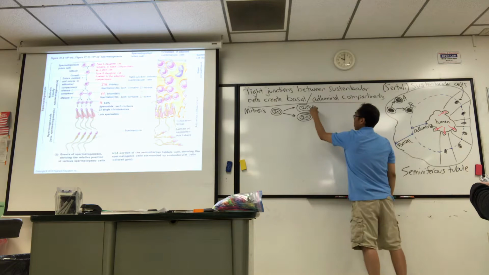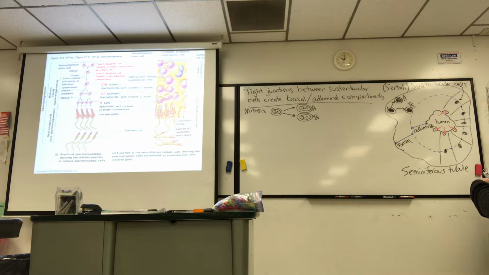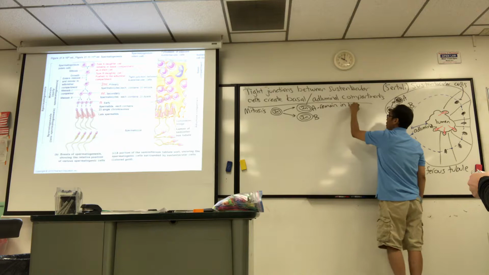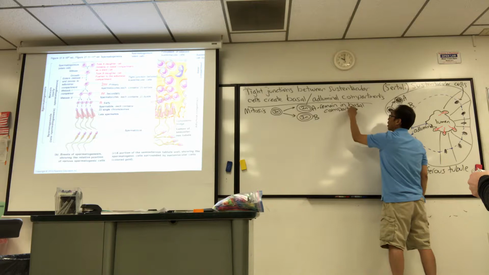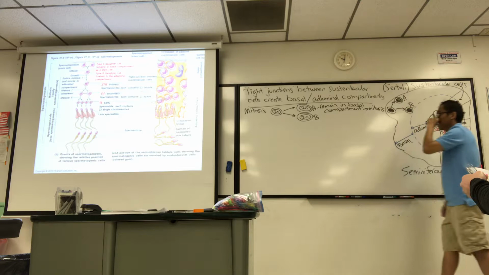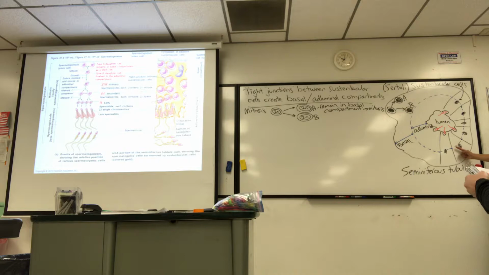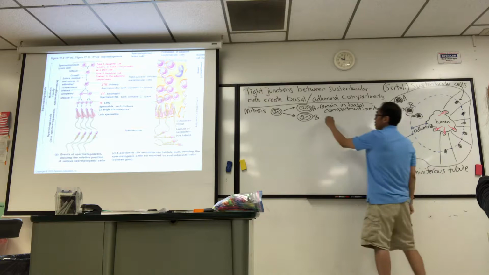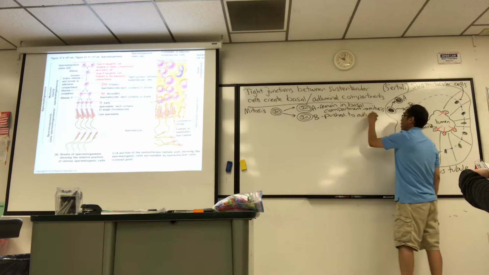Basically, you want to select half of these to become sperm. You want the other half to remain in the basal compartment to continue to undergo mitosis so that the male can remain fertile. So the A's usually do that. They remain in the basal compartment and just continue mitosis. The B's are pushed past the tight junction border and into the adluminal compartment.